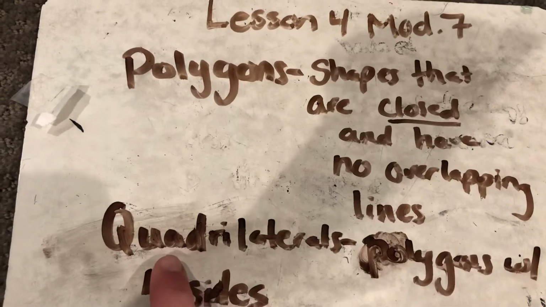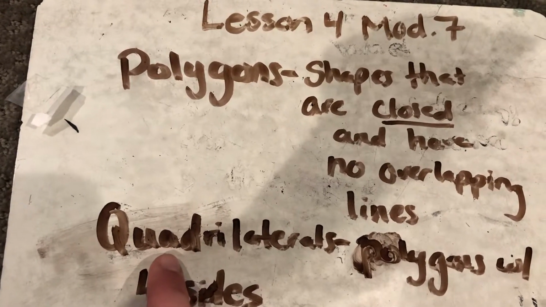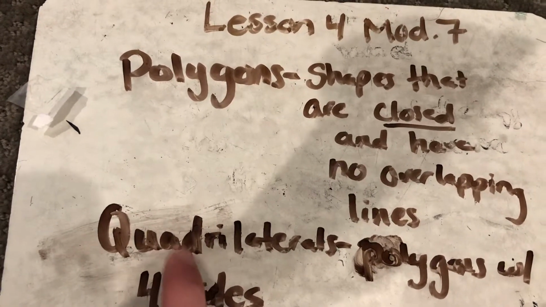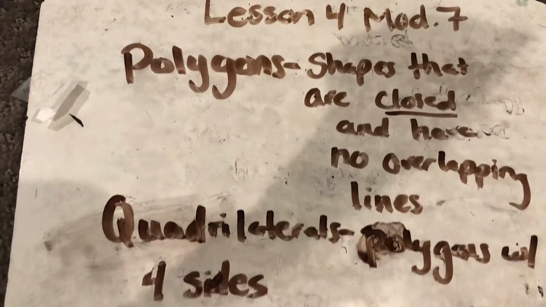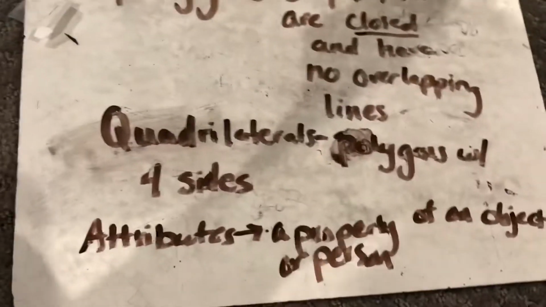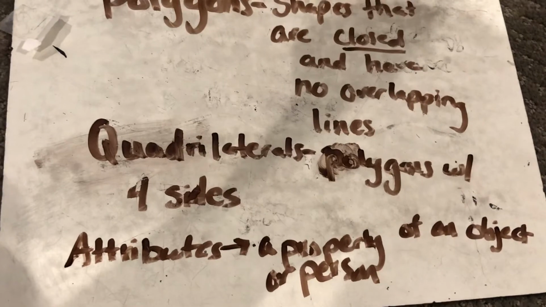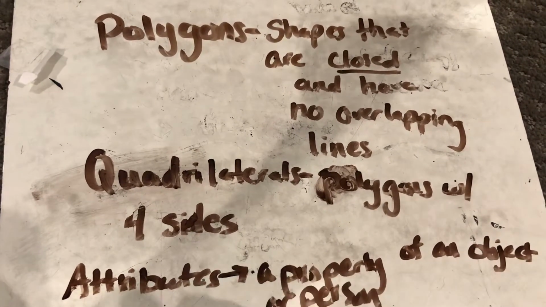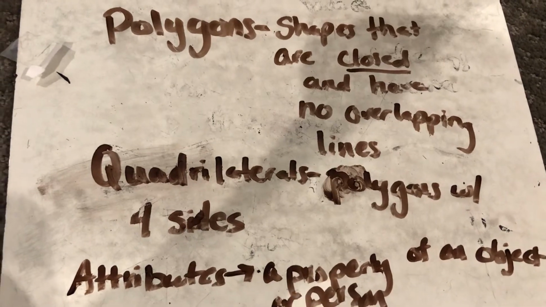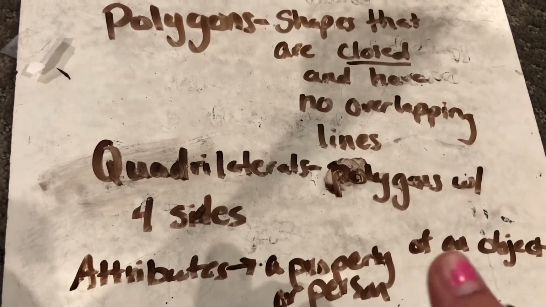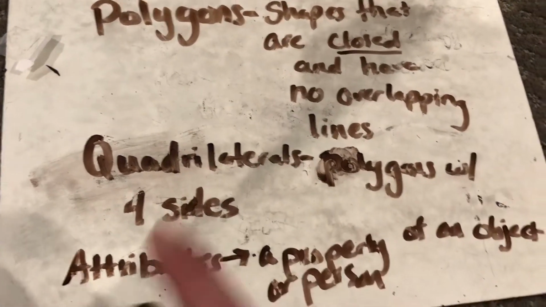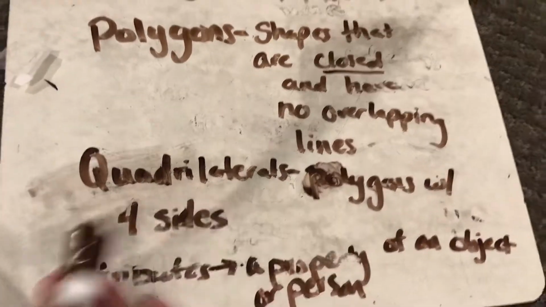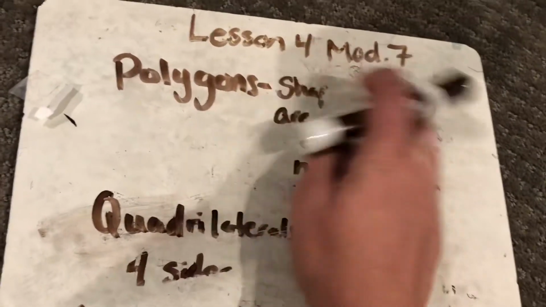Quadrilaterals, those are polygons or shapes that are closed and have no overlapping lines with 4 sides. Quad, like if I'm going to go ride a quad, they have 4 wheels. Quad means 4, so that's 4 sides. And then we have attributes. Attributes are like characteristics or properties of an object or a person. So it's things that they have, like 4 sides, 4 right angles.